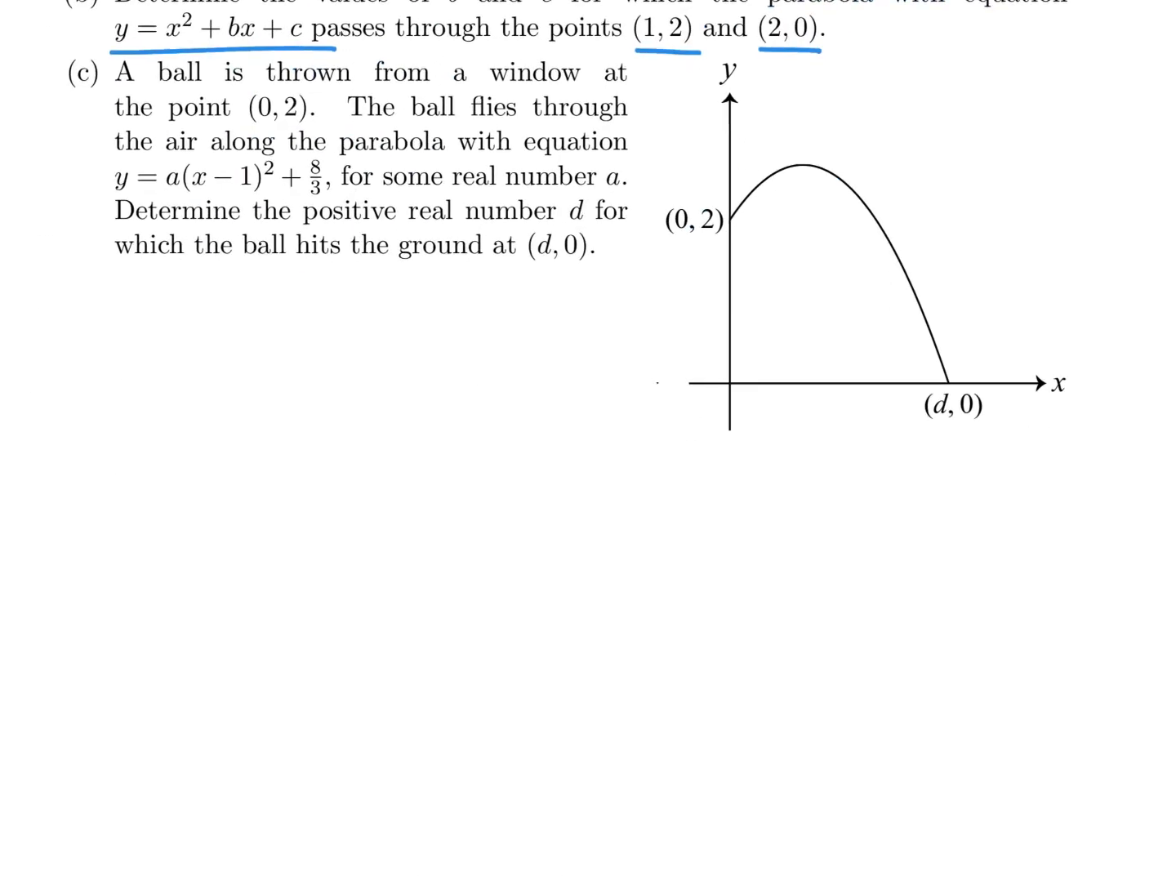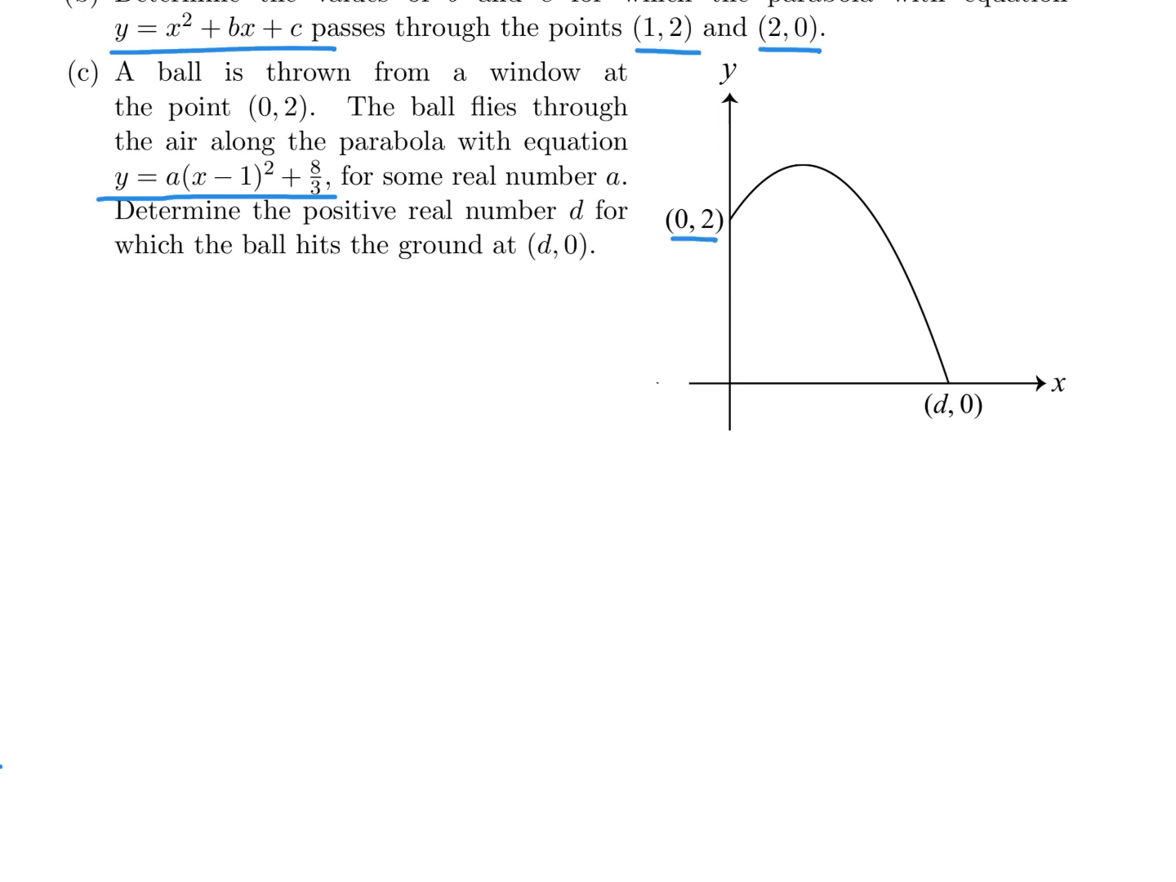A ball is thrown from a window at the point (0, 2). The ball flies through the air along the parabola with the equation y is equal to a times (x minus 1) squared plus 8 over 3 for some real number a. Determine the positive real number d for which the ball hits the ground at (d, 0). Same story, I think. Not much difference. Just a little bit more wording.